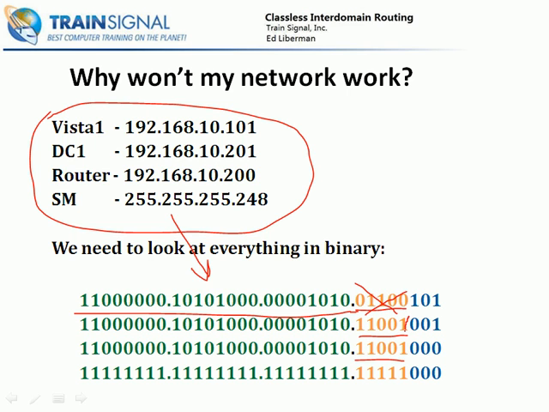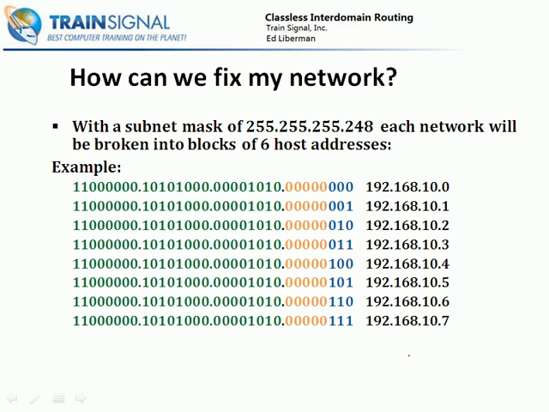Now, these two would both be on the same network, so they have to have unique host IDs, and they do. Oh, but wait a minute. This one has all zeros, which means that is not even a valid IP address within this network. So this network, the way I've set it up, is not going to work. Now, what can we do to fix my network?